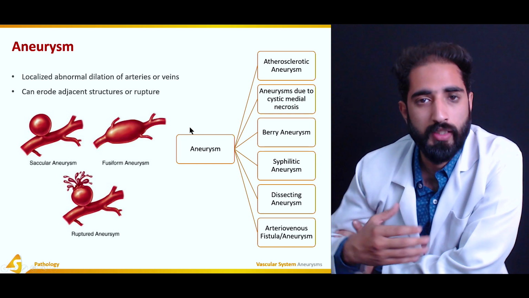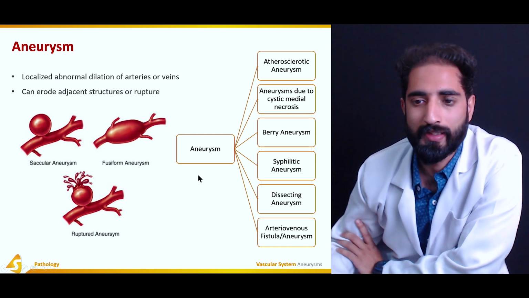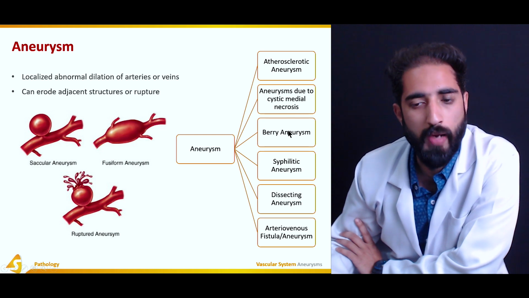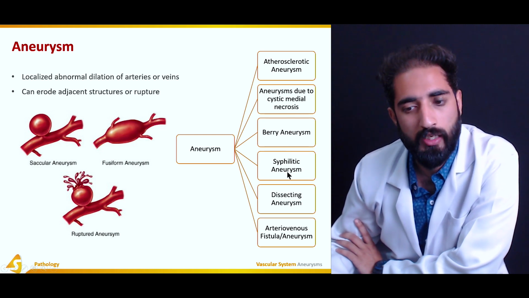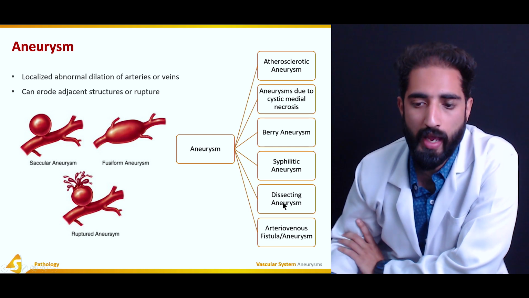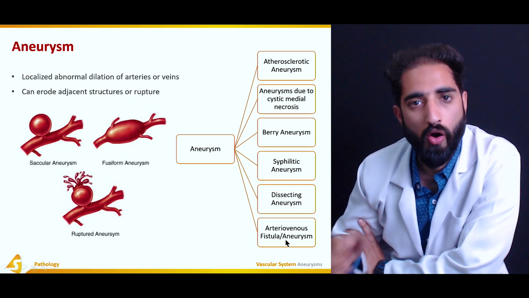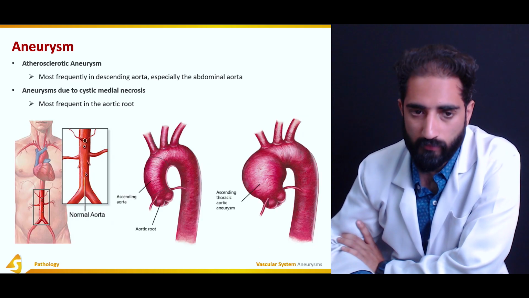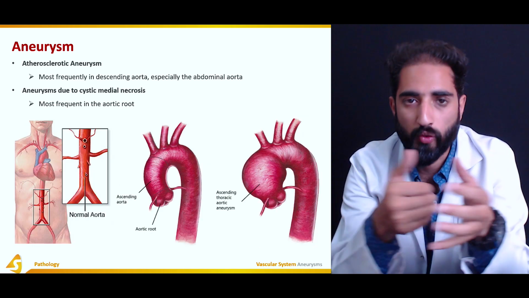Now, what are the different types of aneurysm? Namely, there is the atherosclerotic aneurysm, aneurysm due to cystic medial necrosis, Berry aneurysm, syphilitic aneurysm, dissecting aneurysm, and arteriovenous fistula, which is also known as arteriovenous aneurysm. So let's start off with the atherosclerotic aneurysm.